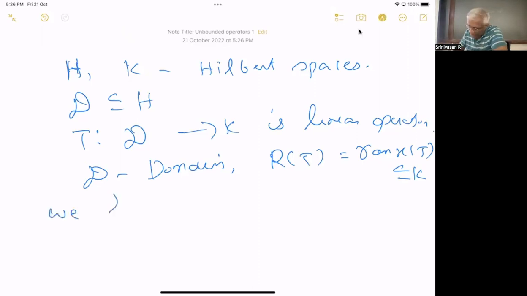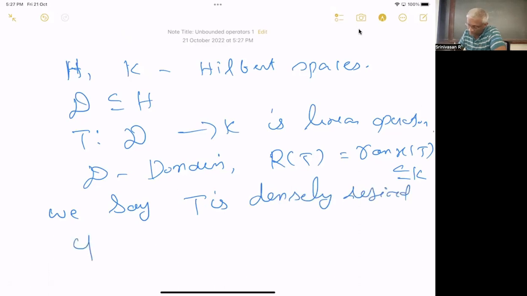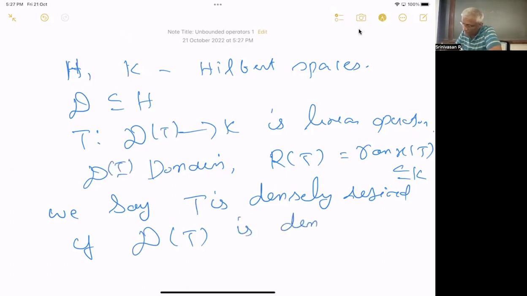And we say T is densely defined if D(T) is dense. D also we can call D(T). Sometimes I will write D(T), because when there are two operators, we have to write D(T) or D(S). You can call it D(T) or just D when there is only one operator. D(T) is the domain, and D(T) is dense. That's all. So if it is densely defined, then it is densely defined. That's what it means.